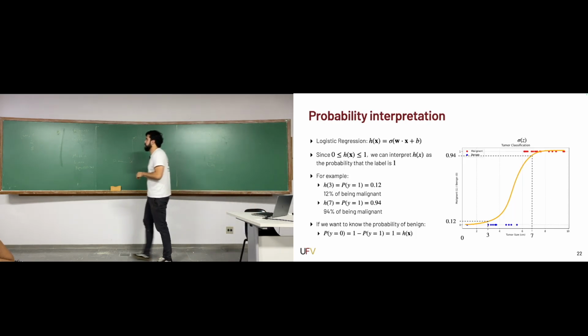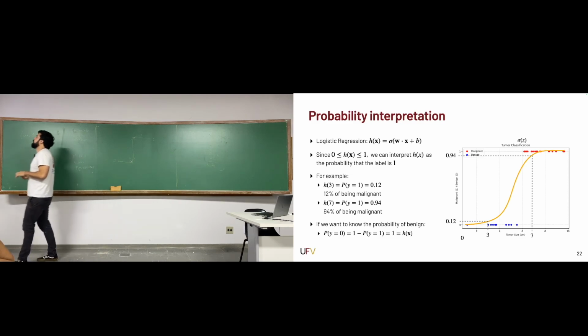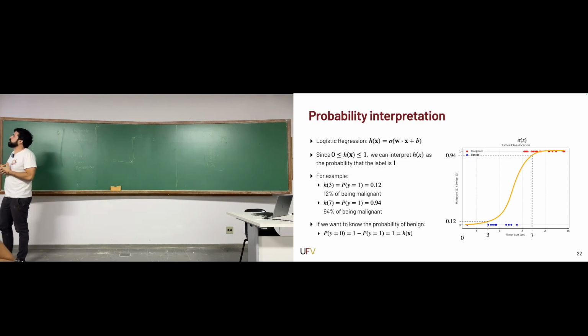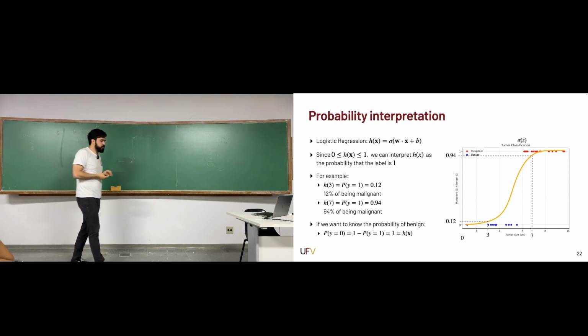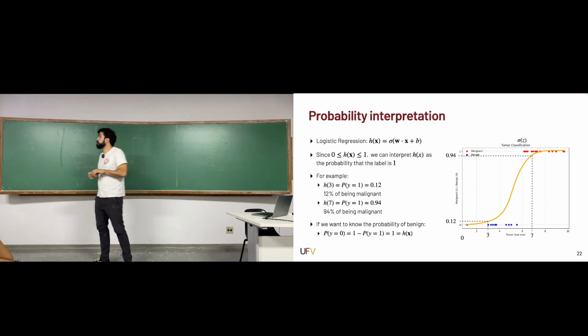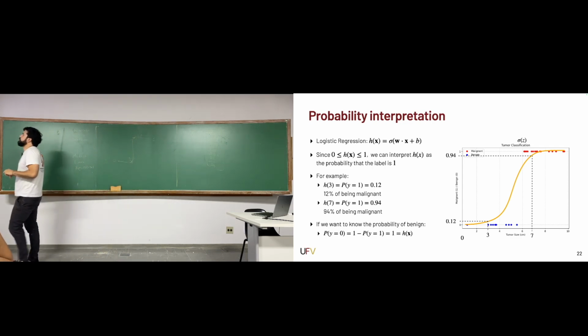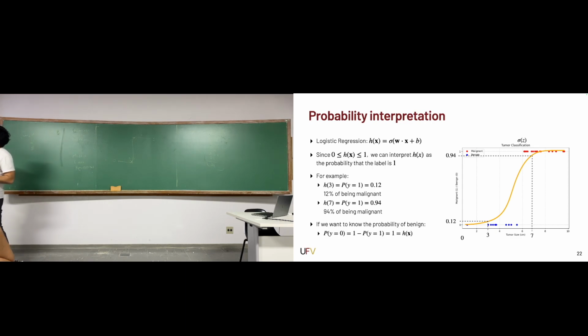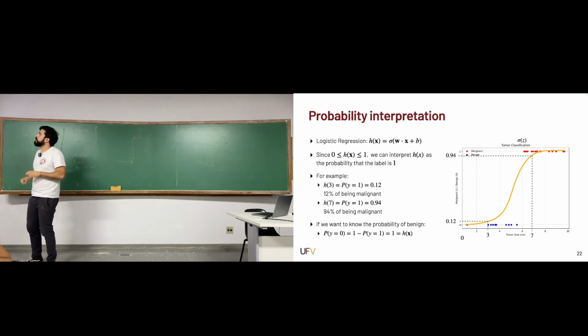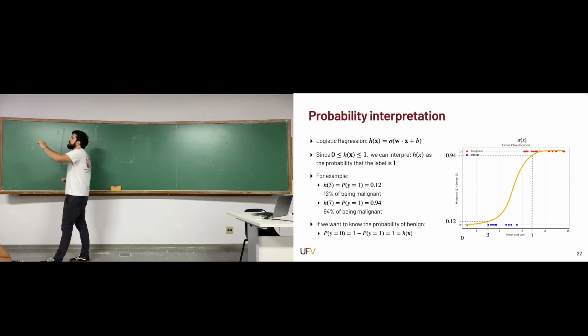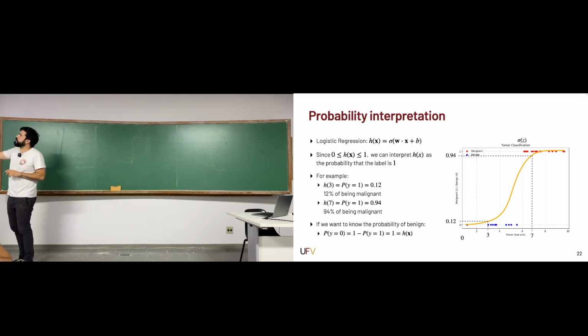All right, so what is interesting about logistic regression is that because it gives us values between 0 and 1, we can interpret these values as probabilities, okay? So here's our logistic regression model. Again, when I write it that way, h of x equals sigma of theta x plus b, this is the compact version of it. You always have to remember what the sigmoid function is, but that notation is a little more compact.